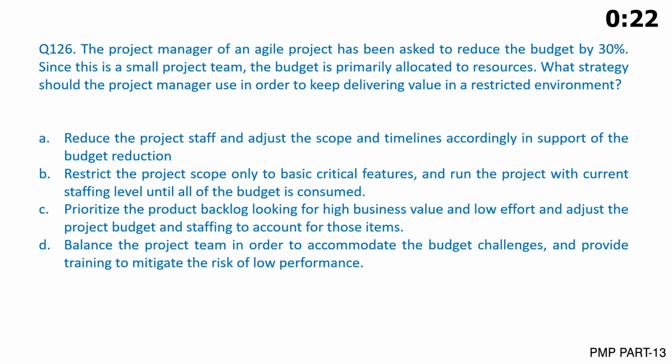C. Prioritize the product backlog looking for high business value and low effort, and adjust the project budget and staffing to account for those items. D. Balance the project team in order to accommodate the budget challenges, and provide training to mitigate the risk of low performance.